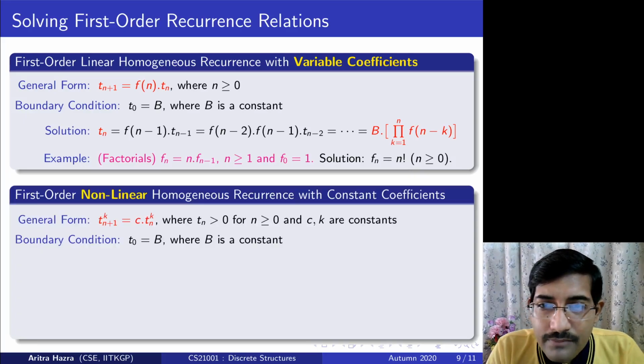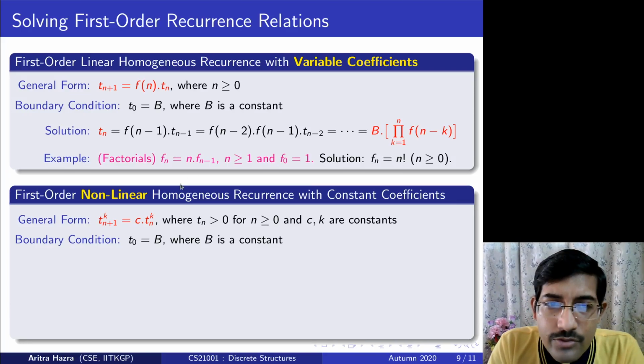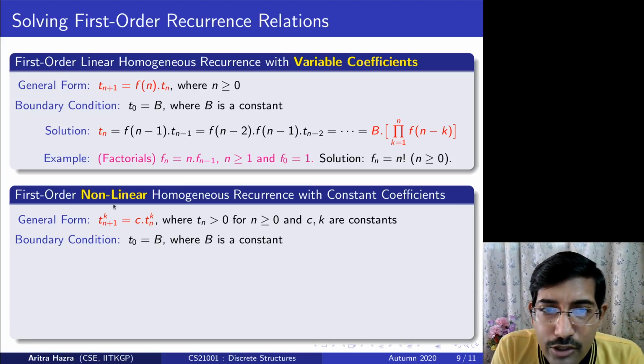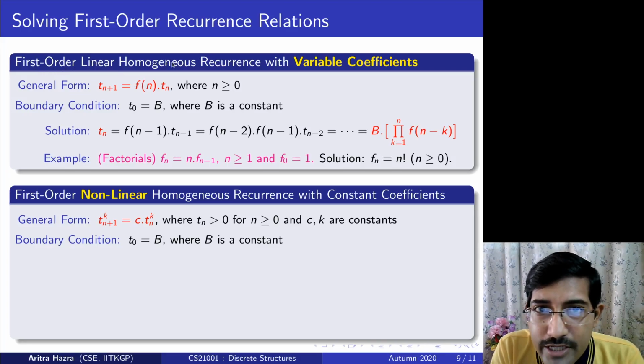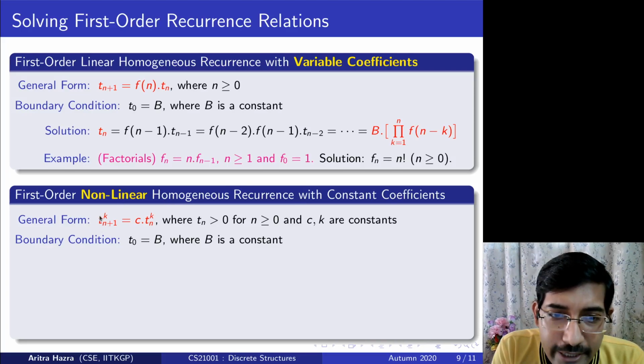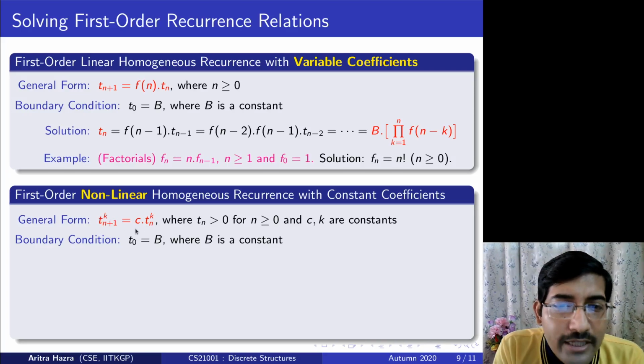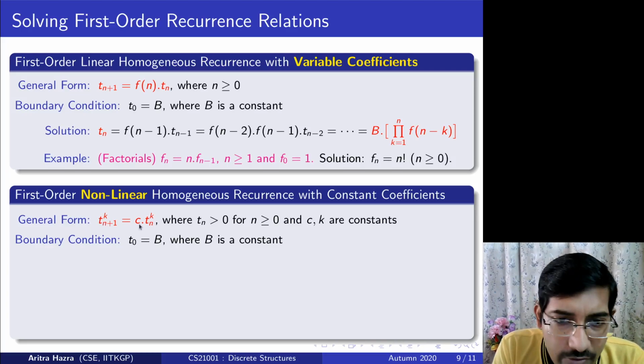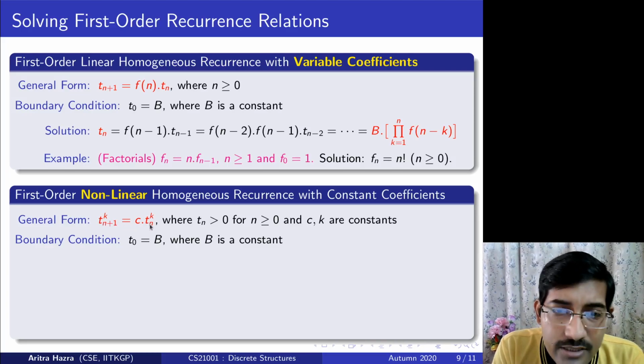Next example. Here you see that we have first order non-linear with constant. Earlier we started off with first order linear homogeneous with constant. Now we have first order non-linear homogeneous recurrence with constant coefficients. So we introduce non-linearity. It means that, let's say it is Tn plus 1 to the power k. It's a non-linear function now. Everything else is there. It's first order. It has constant coefficient, and it's homogeneous, but it's just non-linear.